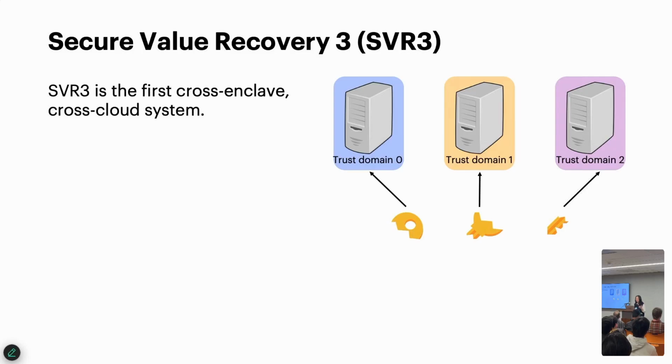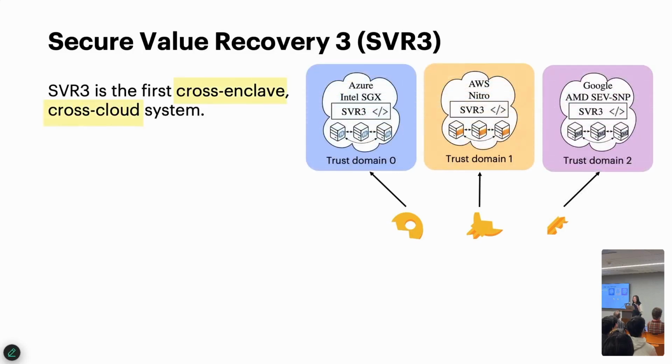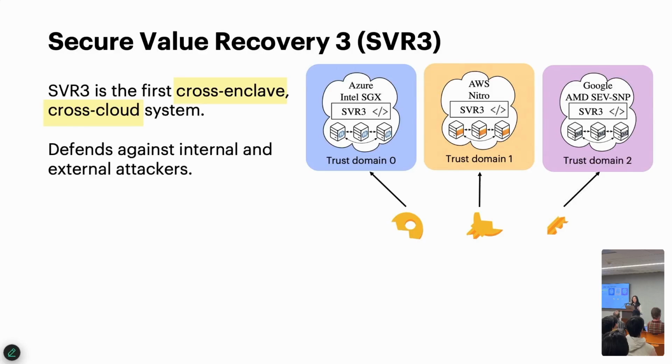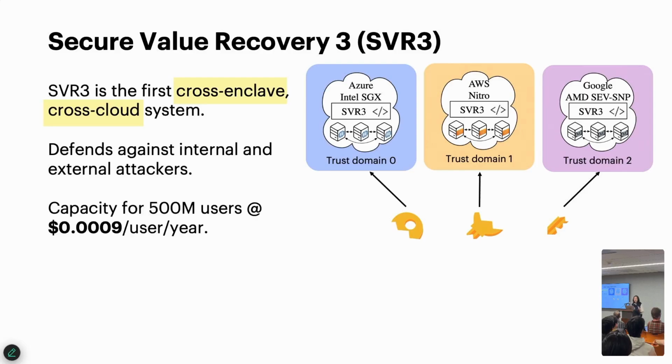SVR3 is, at least to our knowledge, the first cross-enclave, cross-cloud system. This means that each trust domain is a cluster running a certain type of secure hardware. We defend against internal and external attackers, which I will give you more slides about in a couple of slides. And we have capacity for doing key recovery for 500 million users at fractions of a penny per user per year.